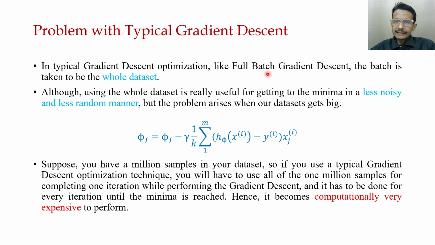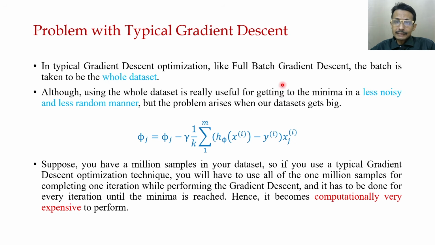So in typical gradient descent, which is called full batch gradient descent, we sum over the whole data set, meaning the total number of data points present. Now there are certain advantages and disadvantages. The advantage is that since we take every sample into consideration, when we are getting to the minima, the path of convergence is less noisy, or less random; it is more straightforward.